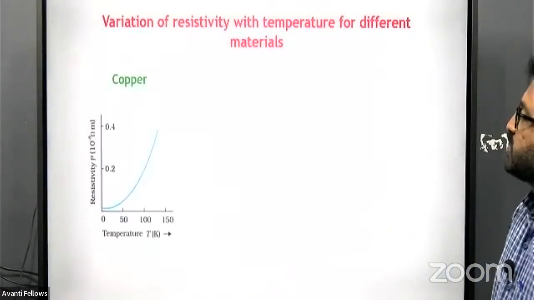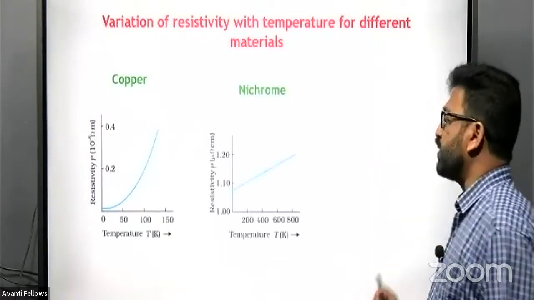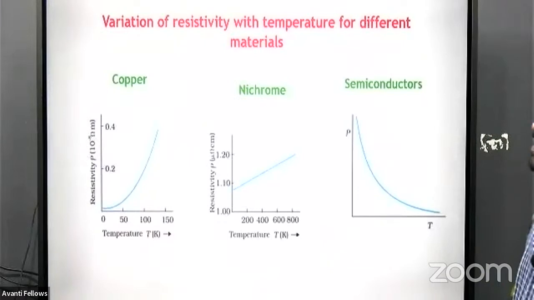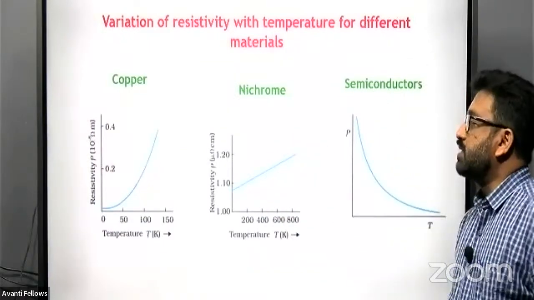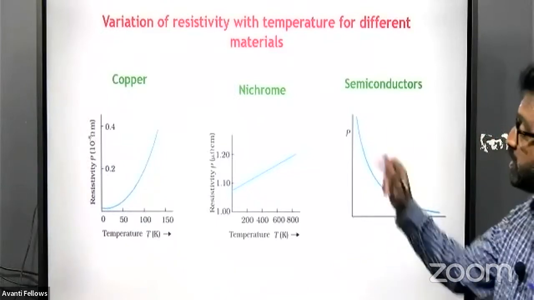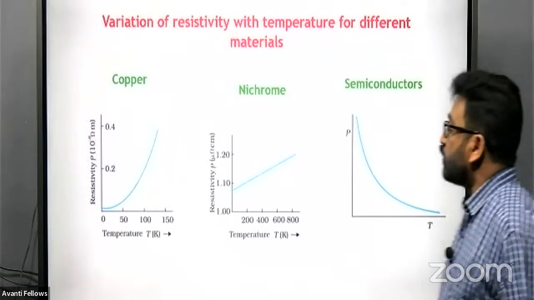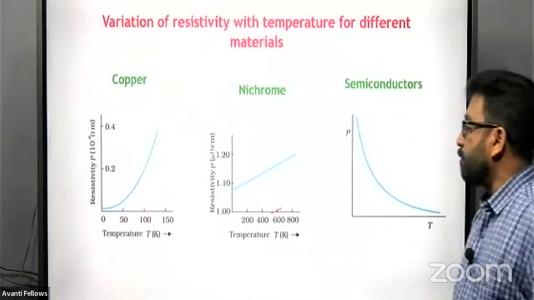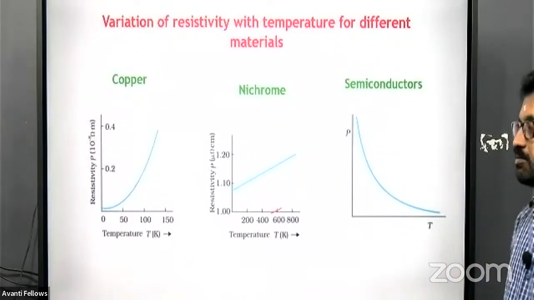Now, the variation of resistivity with temperature for different materials. I'm sure that one of these graphs will appear in the exam. Damn sure. See, 3 different materials are given: copper, nichrome, and a semiconductor. Copper is a conductor, so its resistivity increases rapidly with temperature. Whereas nichrome is an alloy, and in the case of an alloy, resistivity increases linearly with temperature. And in the case of semiconductors, resistivity decreases with increase in temperature.